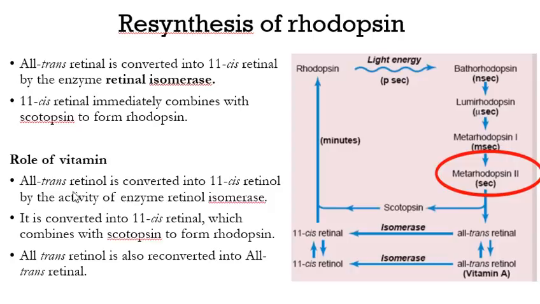Again, the all-trans retinol is converted into 11-cis retinol by the enzyme isomerase, and then it is converted into 11-cis retinal, which combines with scotopsin to form rhodopsin. All-trans retinol is also reconverted into all-trans retinal. So it would be good for you to study all these conversions and know how resynthesis occurs.